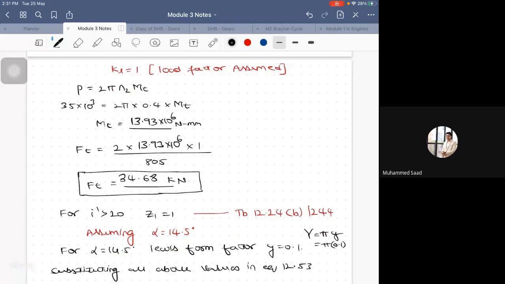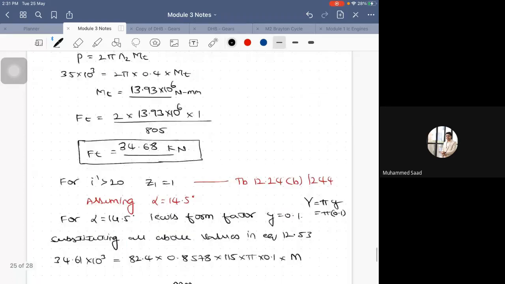Substituting all the values in equation number 12.53 to calculate your module. So give me the module.